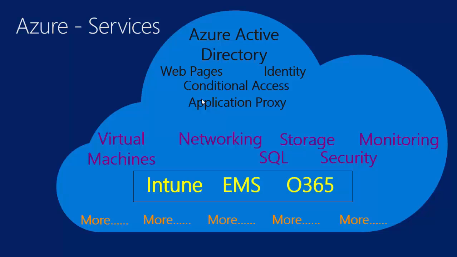In Azure Active Directory, we have things like web pages. We have, by the fact it's Active Directory, identity, right, is in there. Things like conditional access, even setting up application proxy is in Azure Active Directory, and so on. There's other things, being able to configure and use virtual machines, being able to build and define networking and storage to either support your virtual machines or to do other things that you might want to do.